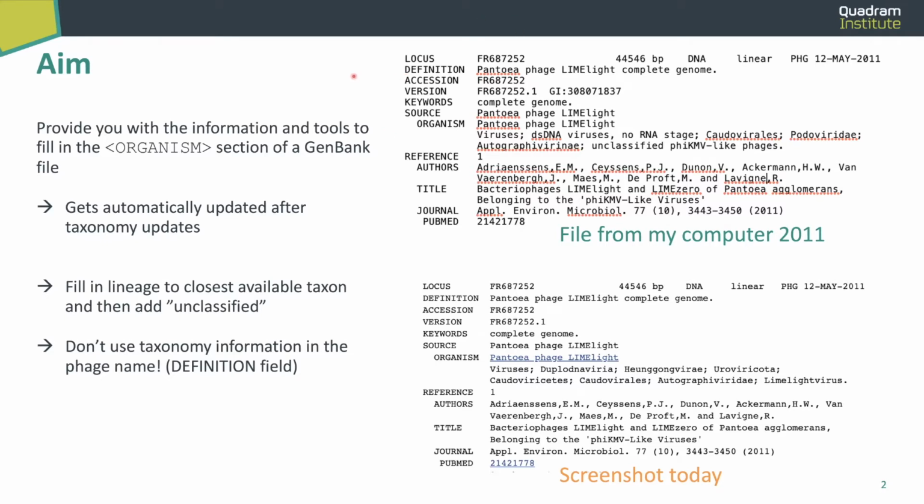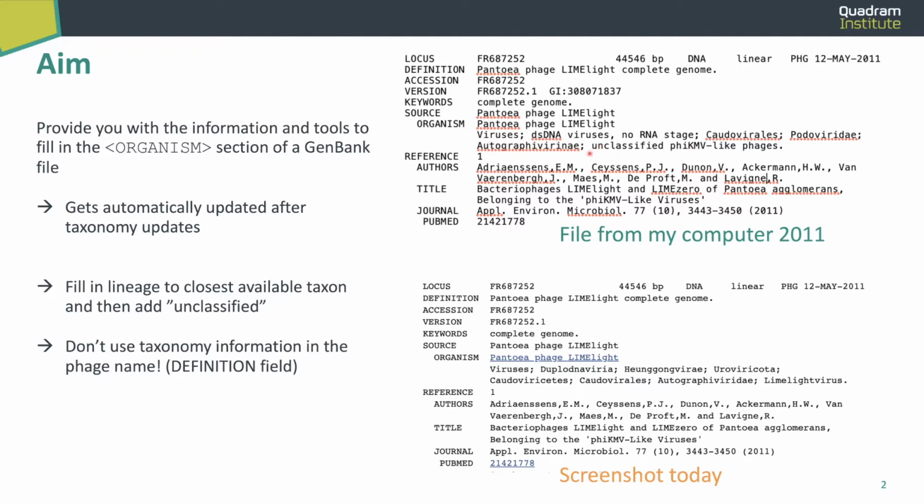One of the things that I'm showing here is that this is one of the first phages that I've ever isolated and sequenced, and you see that it's already 10 years ago that I submitted this. When I submitted this Pantoea phage Limelight, it was classified as viruses, double-stranded DNA viruses, no RNA stage, Caudovirales, Podoviridae, Autographiviridae, unclassified phiKMV-like phages.